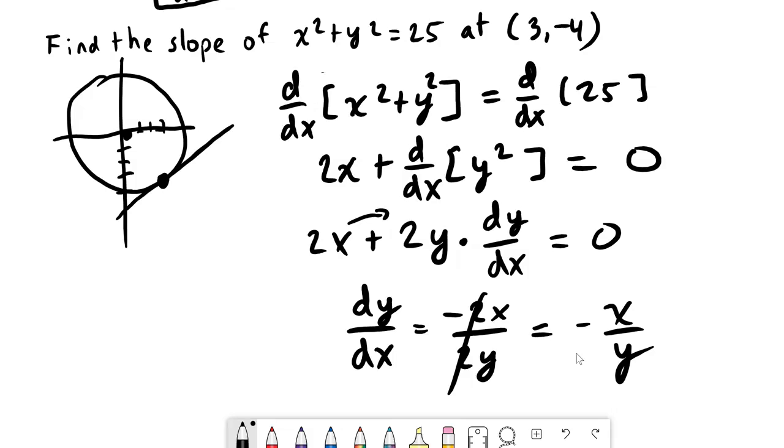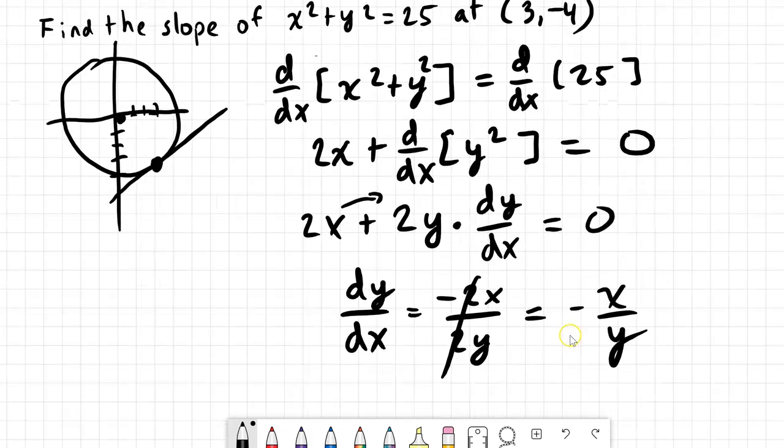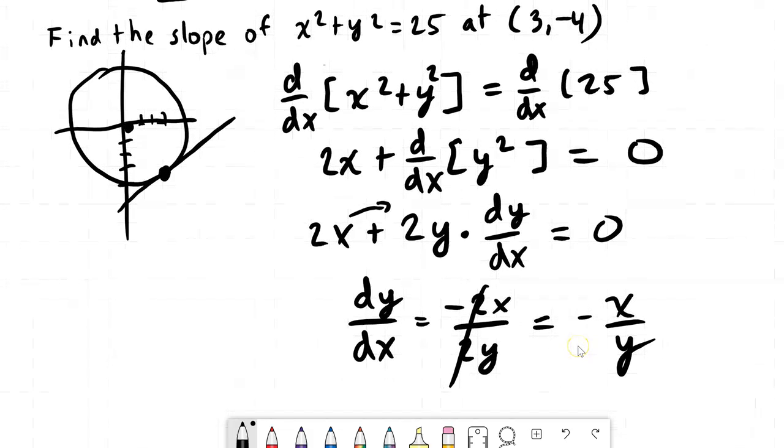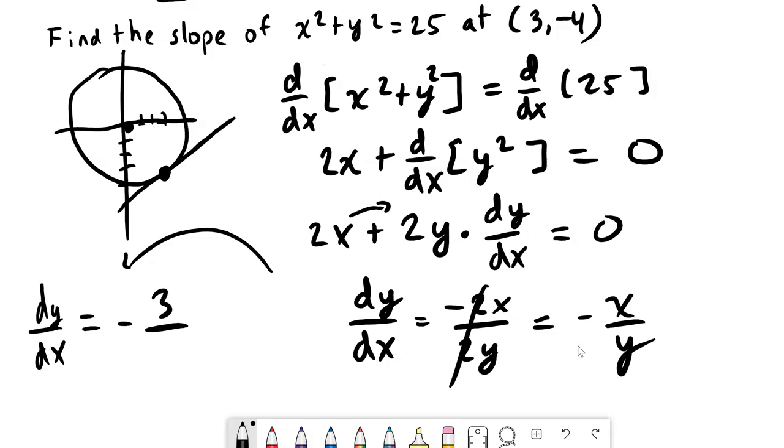So let's actually plug in (3, negative 4) in here and see what we get. So dy/dx is equal to negative x, which is 3, divided by y, which is negative 4. In other words, the slope is 3/4. So again, we see how to use implicit differentiation. We just have to remember it's kind of like the chain rule in disguise. So let's keep going with some more examples.